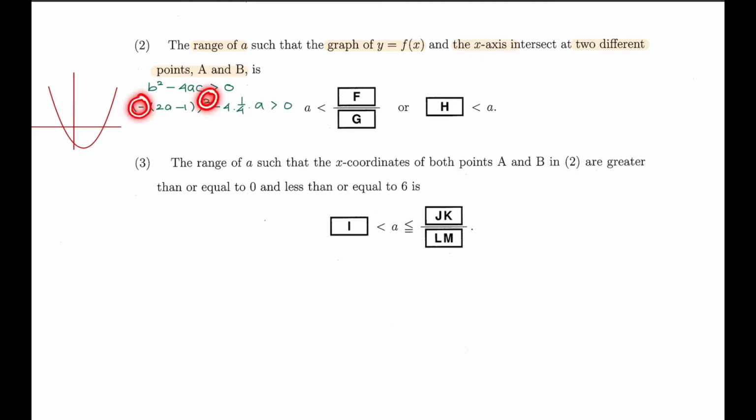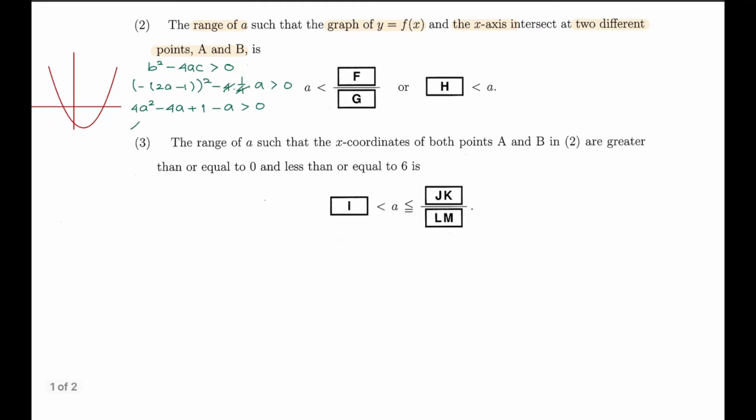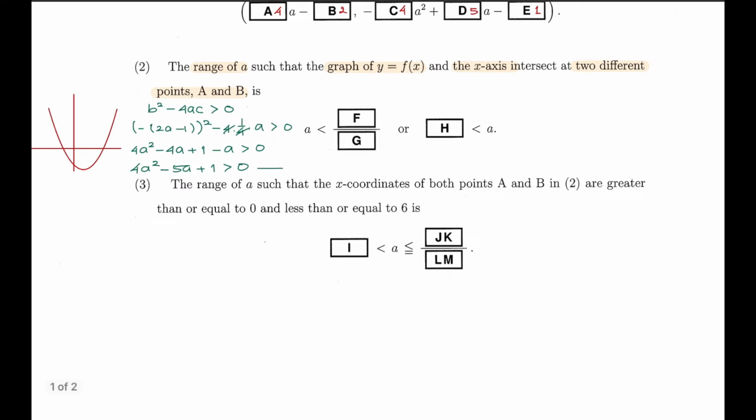Negative square is positive 1, so we can ignore it. 2A minus 1 square, if we expand, we will obtain 4A square minus 4A plus 1. And then negative 4 times 1 over 4 is negative 1. Negative 1 times A, negative A, greater than 0. If we simplify it, we will obtain 4A square minus 5A plus 1 greater than 0. Let's continue here.